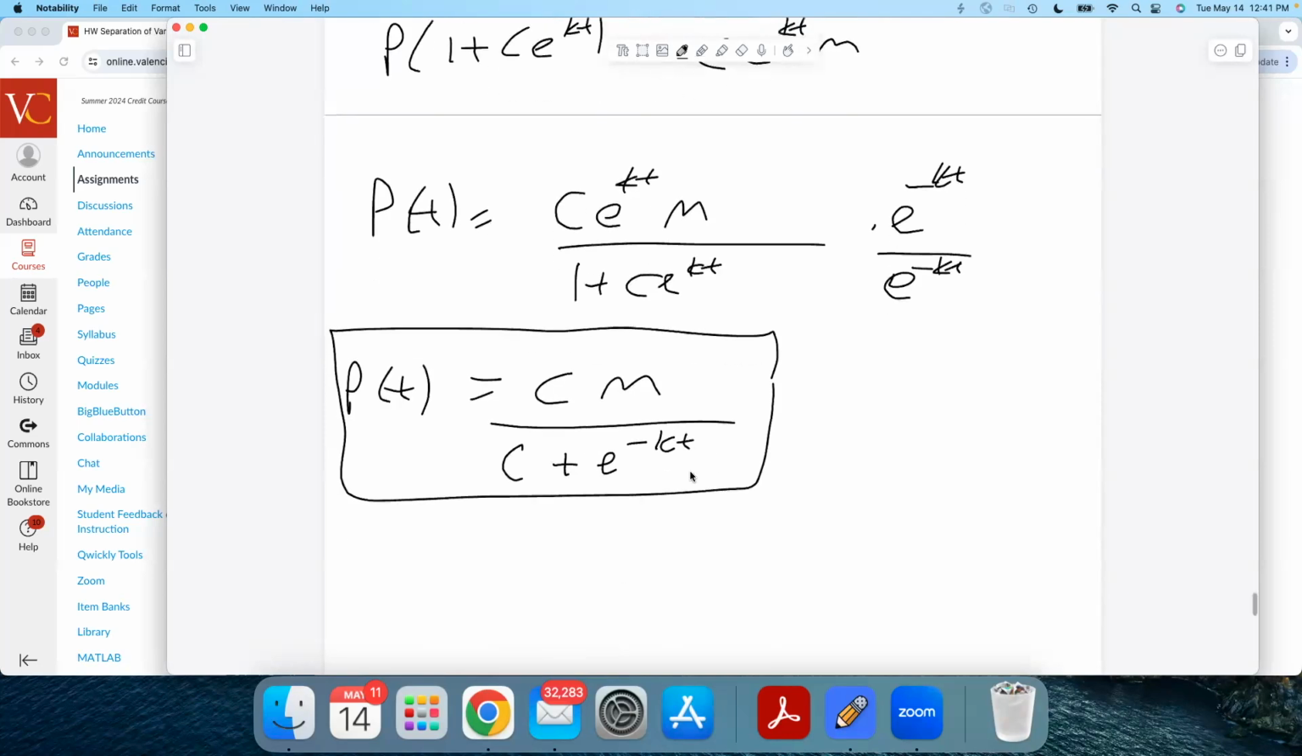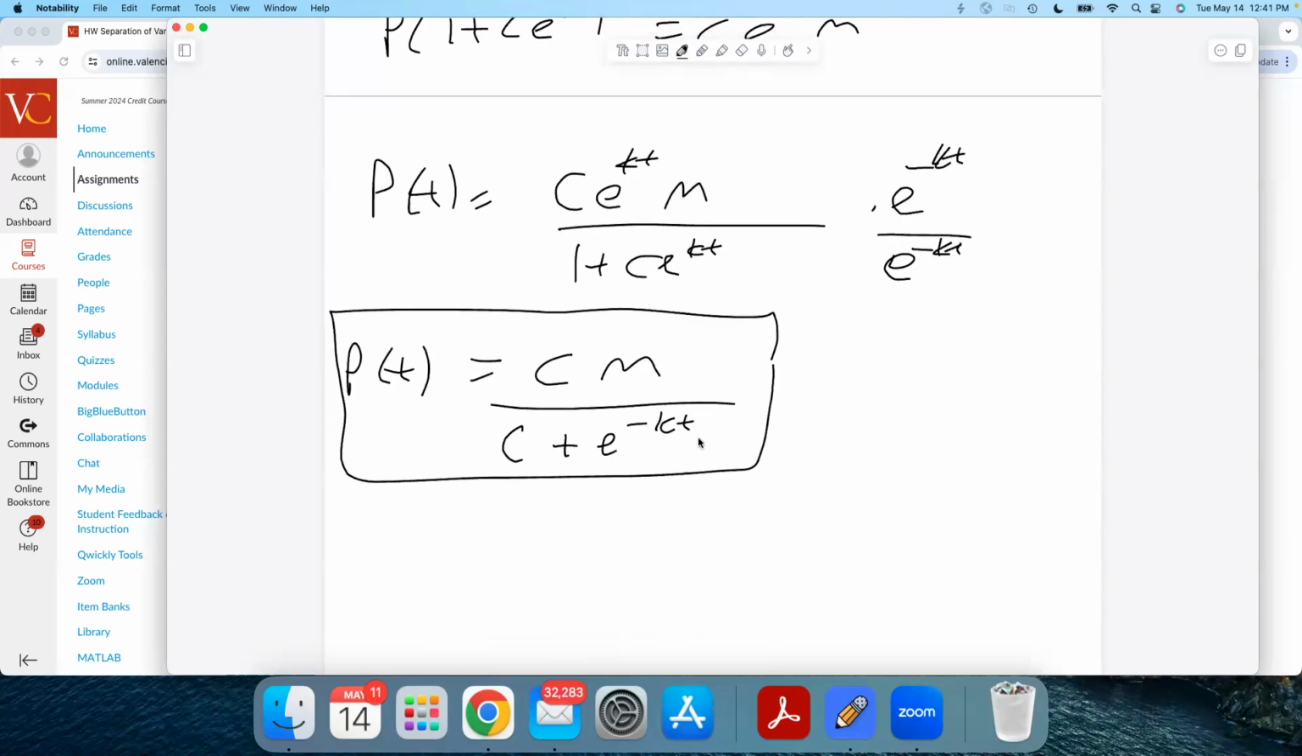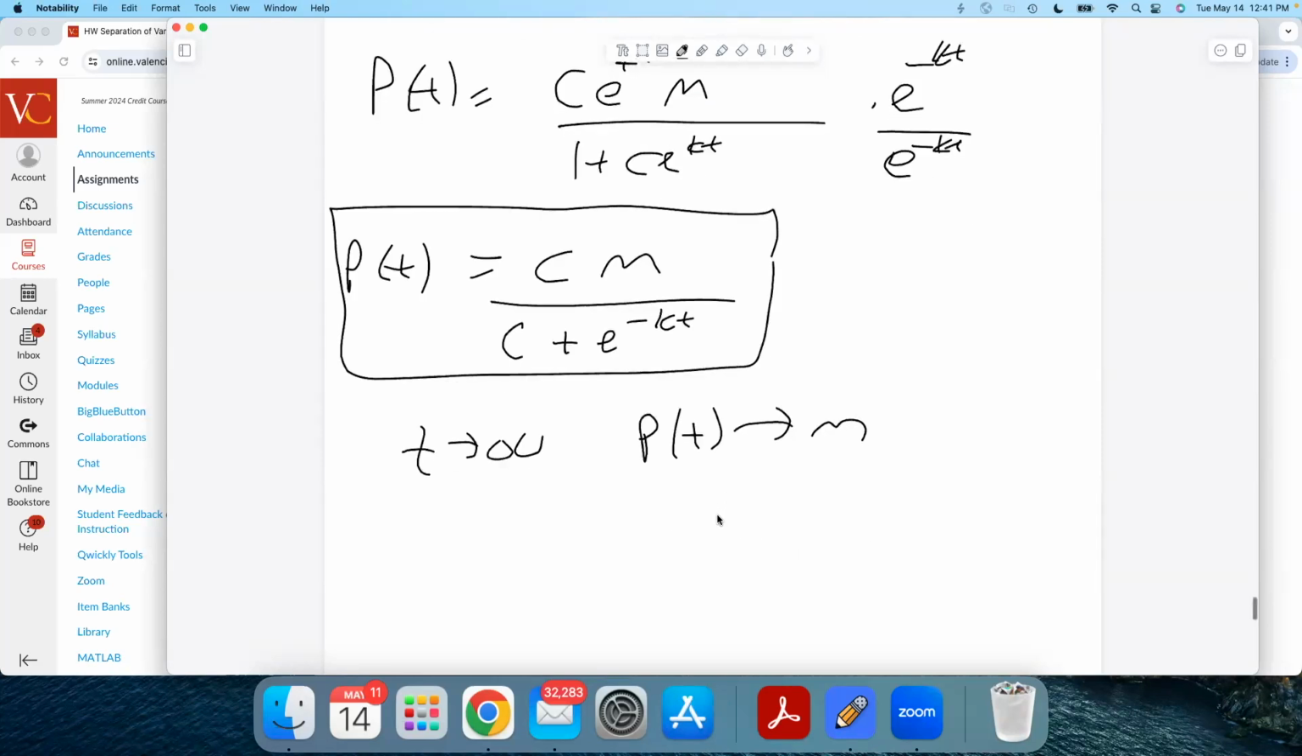Now, what happens here? As t goes to infinity, this goes to 0, and we get CM over C, so P of t goes to M. That's our long-term behavior. Our population will grow up toward our carrying capacity, but won't ever go over it. It'll just asymptotically approach it.